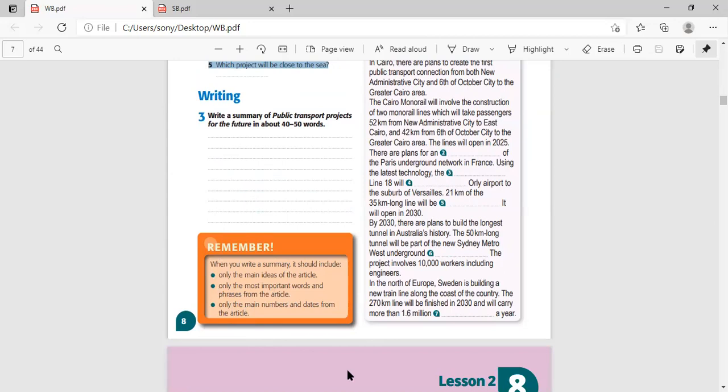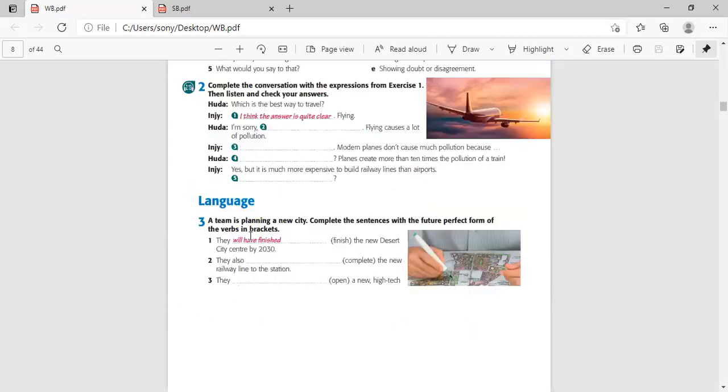Number 2 is only the most important words and phrases from the article. It means you have to choose the most important words and phrases from the article. Finally, the last one is only the main numbers and dates from the article. So if there are a lot of dates written down in the article, you should take only the ones which are important or which have some events behind them. Okay, so this was a very important part that you need to know.